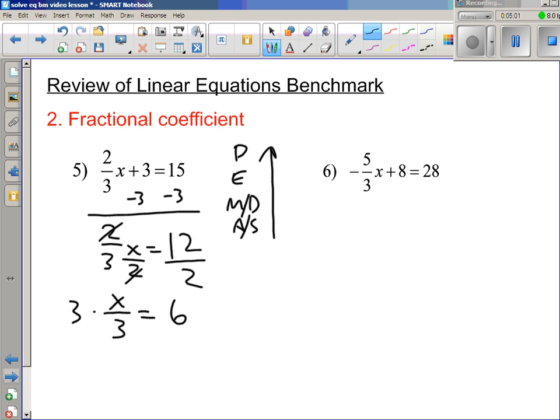Now, my x is still not by itself. It's being divided. I undo with multiplication. I get x equals 18. All right, give this one a try.